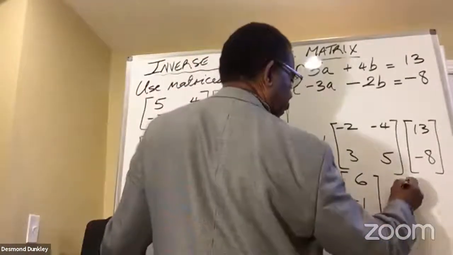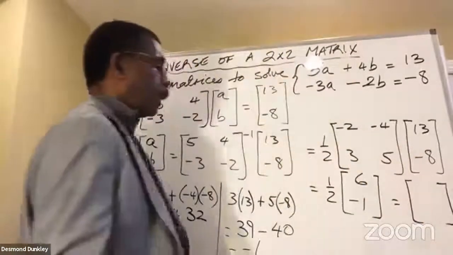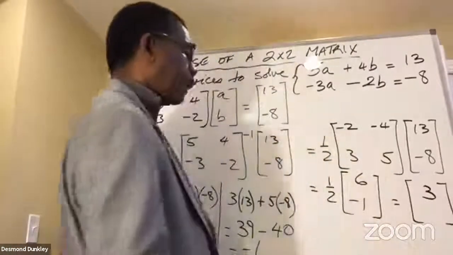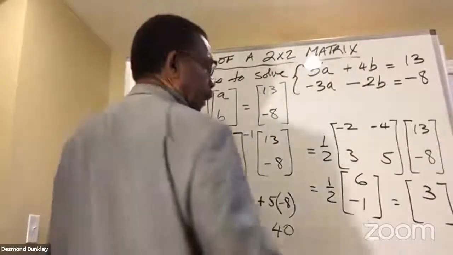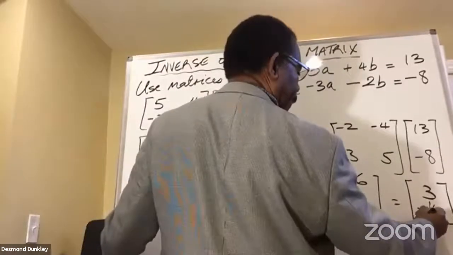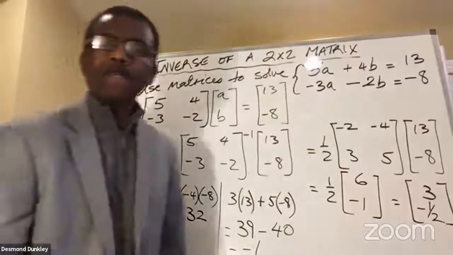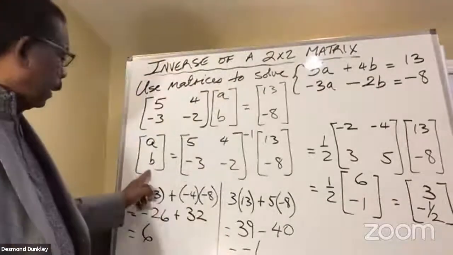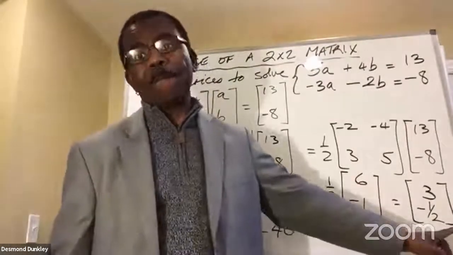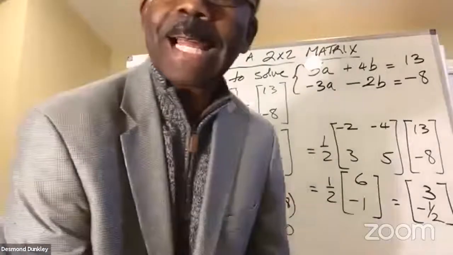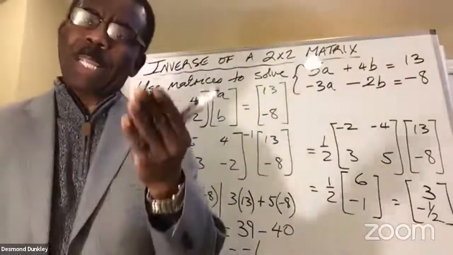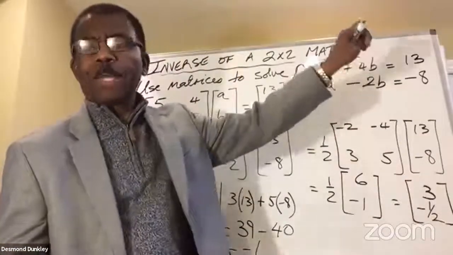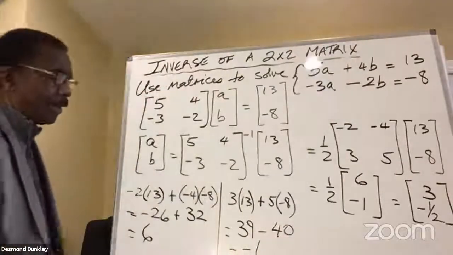With the distribution, what is a half times 6? It gives me 3. What's a half times negative 1? It gives me negative a half. So what are my answers? My answers are A equal to 3, B equal to negative a half. And of course, as a good student, we want to check to make sure that our two answers work perfectly for both equations.